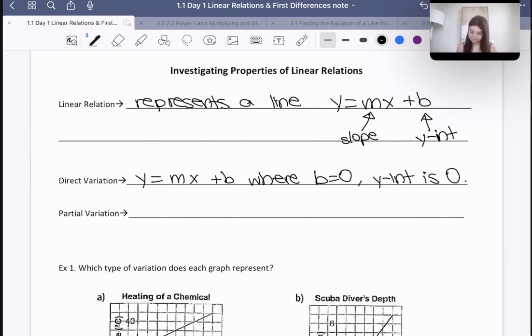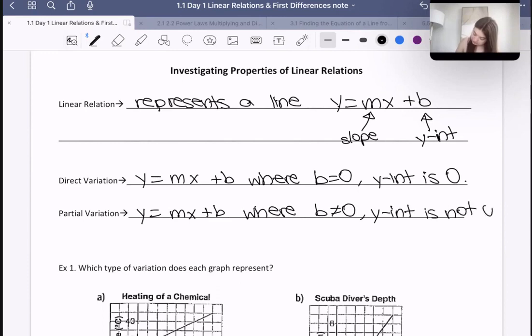Okay. The next one is partial variation, and this is where we have y equals mx plus b, where b does not equal 0. So therefore, our y-intercept is not 0. So I'm going to give an example of this.